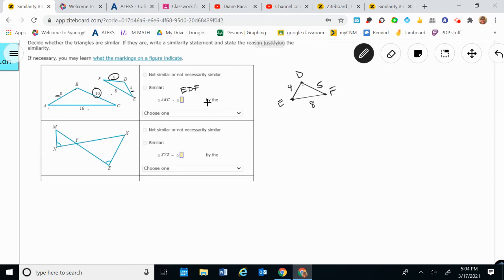By the all sides are proportional. That's probably what you're going to pick. Like all three sides are proportional. If all three sides are proportional, then the triangles are similar. Okay, that's going to be the theorem. All right.